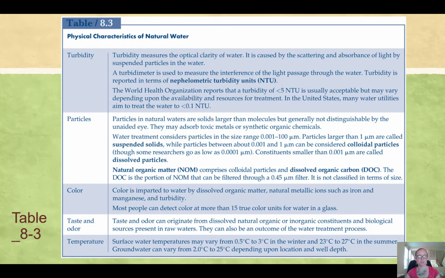So here are some major physical characteristics of water in Table 8.3, as some of these are more the aesthetic variety for palatable water. We have color, taste, and odor. Temperature is also important. I don't think any of us really like drinking warm water, and that can have different implications for what is in your water. So we'll concentrate more on turbidity.